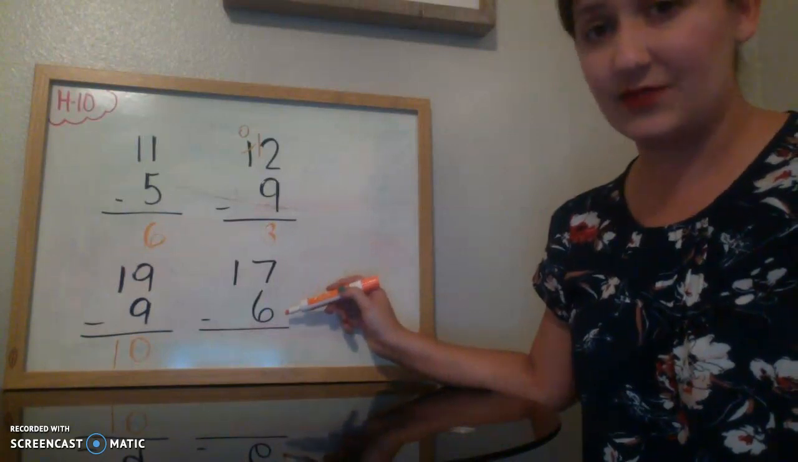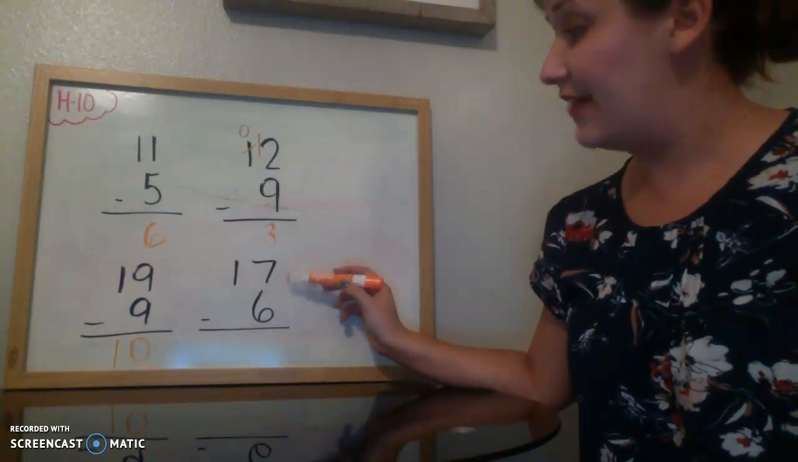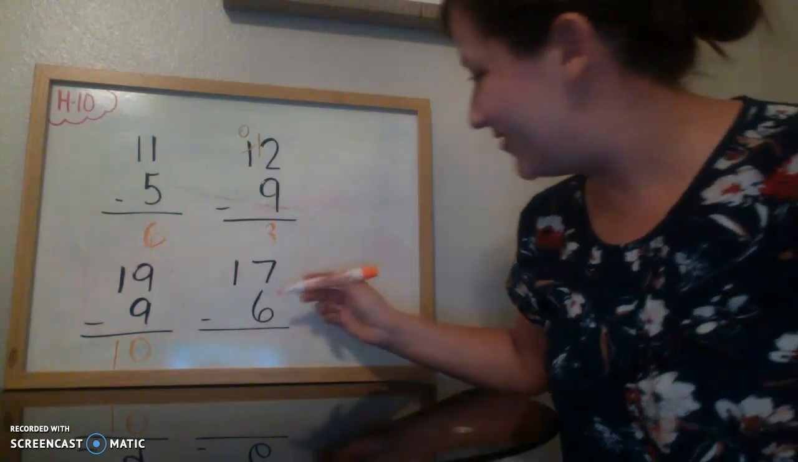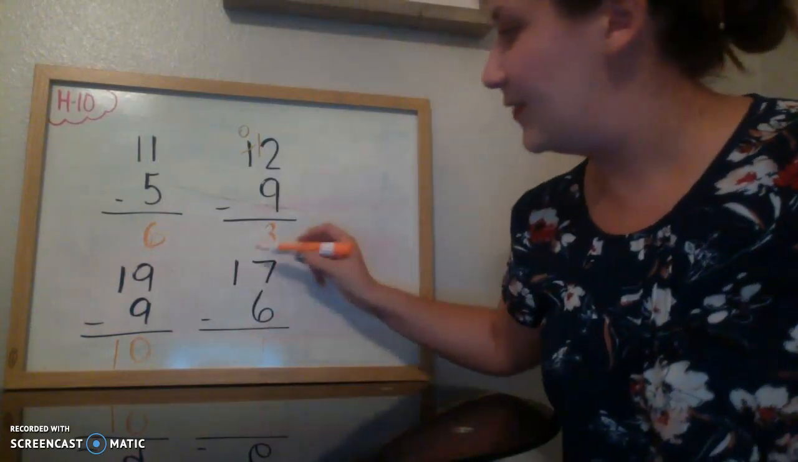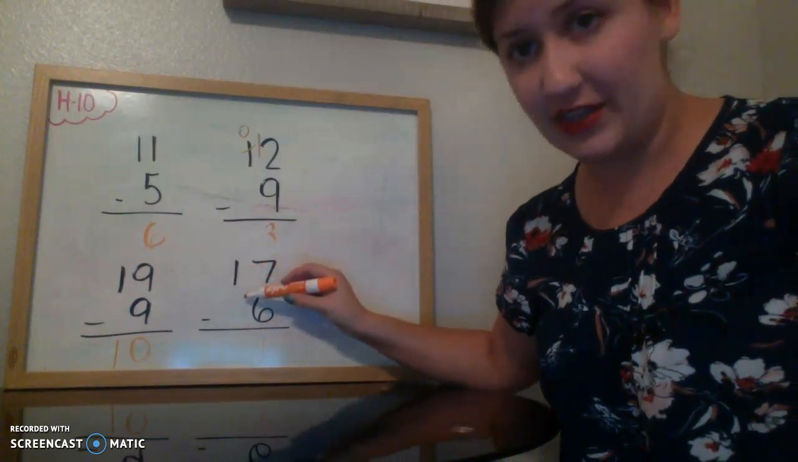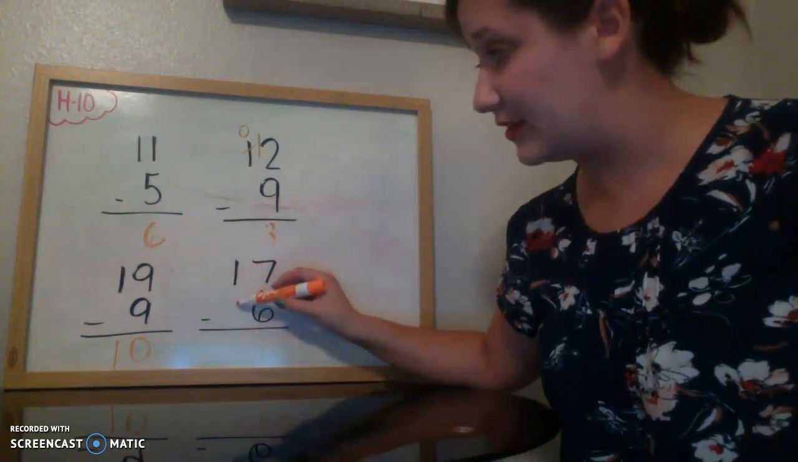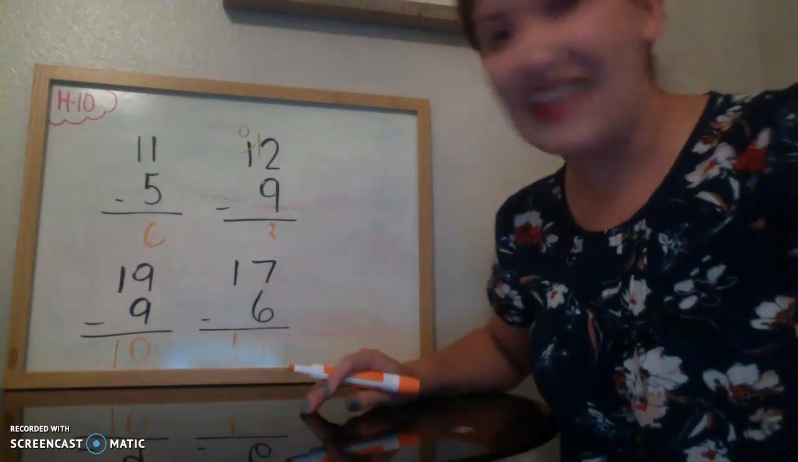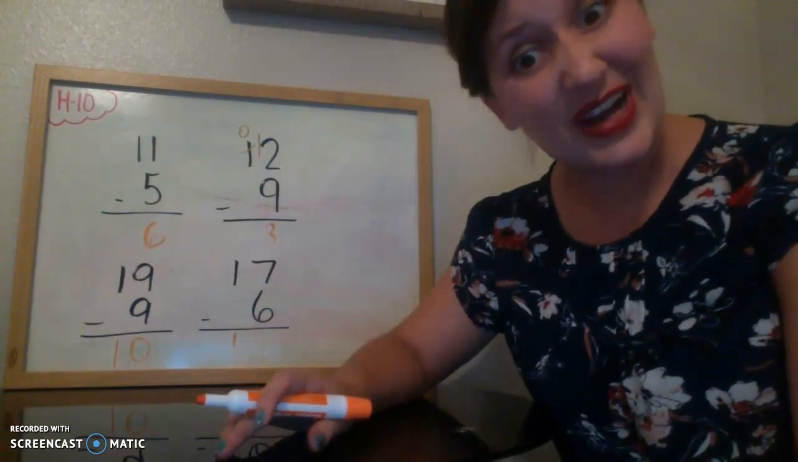All right. 17 minus 6. Start in our ones place. 7 minus 6 equals what? You got it. 1. Way to go. And then 1 minus nothing, because nothing's right here in the tens place. 1 minus 0 equals still just 1. So it equals 11. Way to go. Good job.